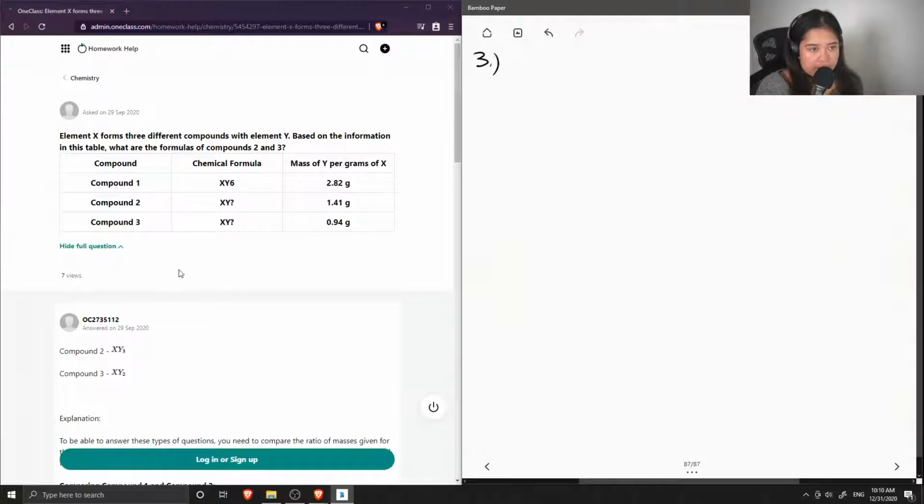Okay, so let's try to break down how we would go about answering this. Let's look at compound 1 first. So everything in compound 1 is given.